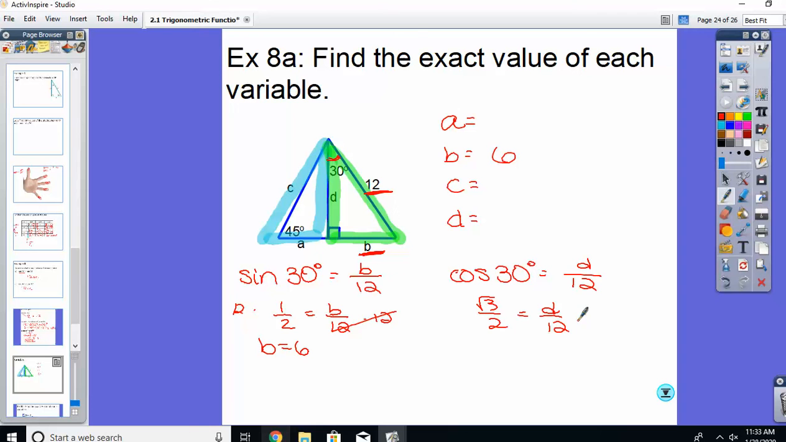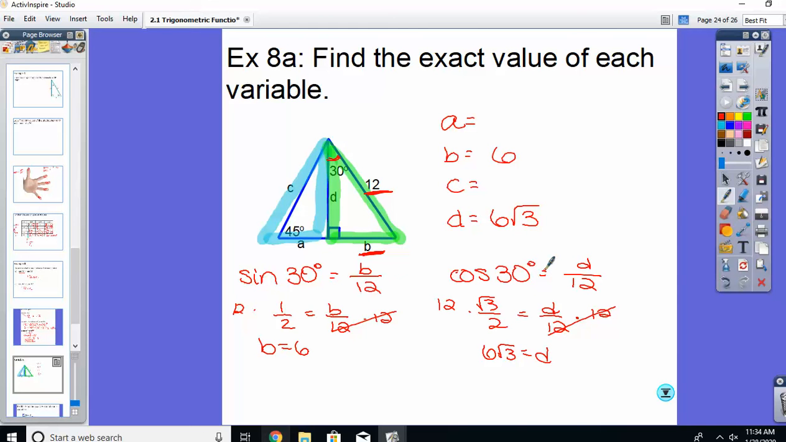Just like before, I don't want decimals. So if I multiply my 12 divided by 2 is 6, so I just get 6 radical 3 for that side. And you would have gotten to the same point if you did your Pythagorean theorem. You just have to break down your radical. Okay.